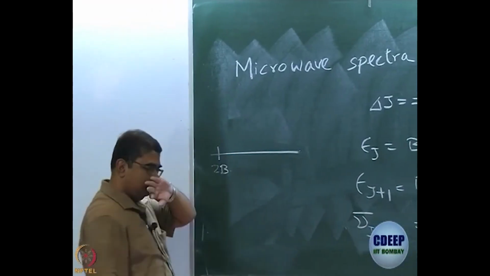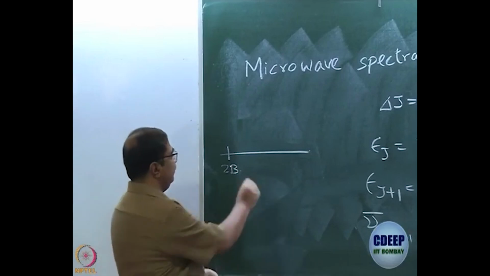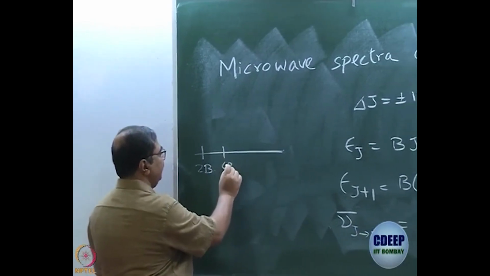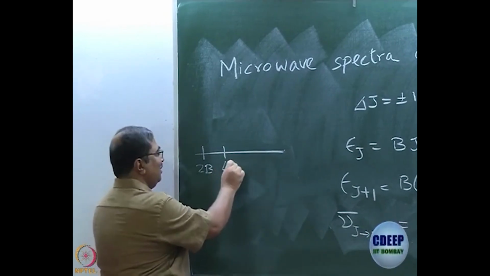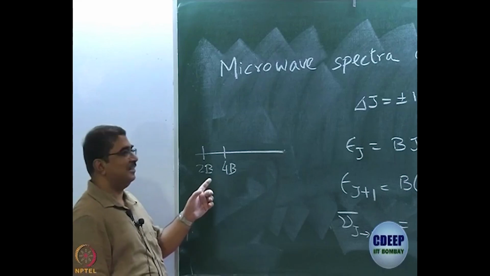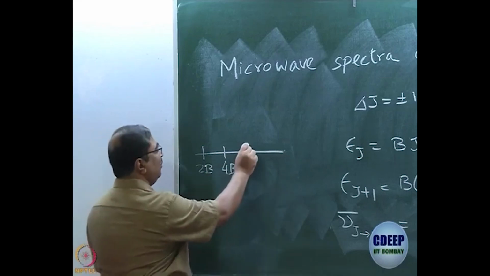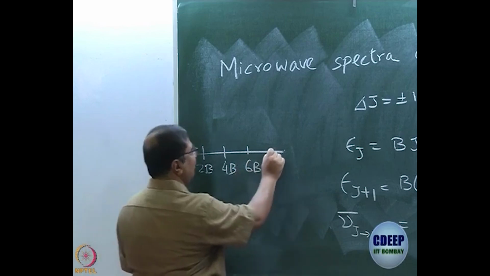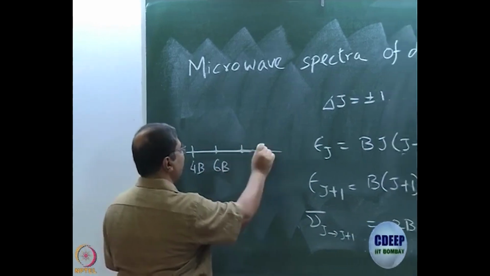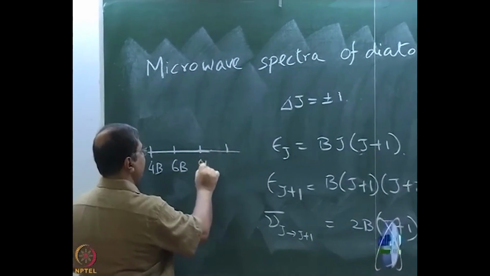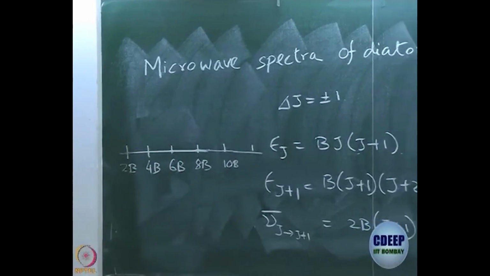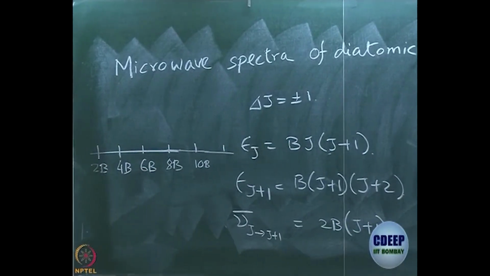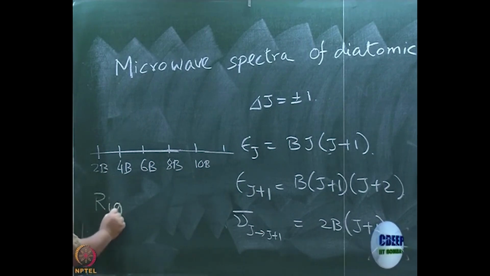What about the next one? Next one is 6B. So, there is no point in working out each and every one of those. We understand that they are going to be equispaced, and so on and so forth. Great. Equispaced for what kind of rotor? Do not forget, for a rigid rotor.